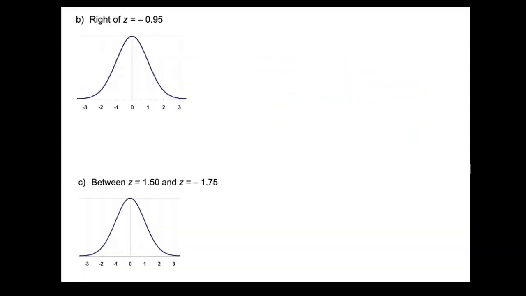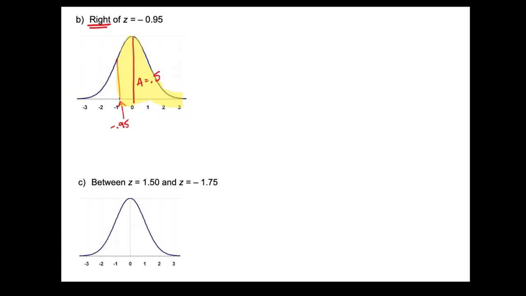Okay, in part B, I'm looking to find the area to the right of z equals negative 0.95. So I first draw a tick mark where negative 0.95 would be. Negative is to the left of 0, and it's not quite to negative 1, so I'll draw a line about there. And so this represents negative 0.95. And then I want to shade to the right of that, so I'm going to shade all of this and then the entire right-hand side of the curve. And anytime we've got the entire right-hand side of the curve, that area is 0.5 or 0.500.